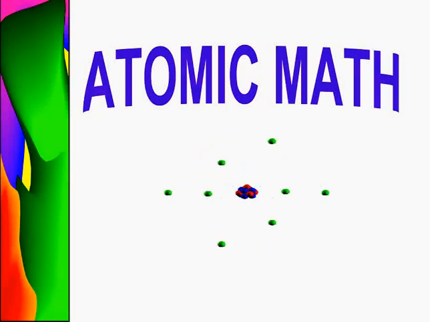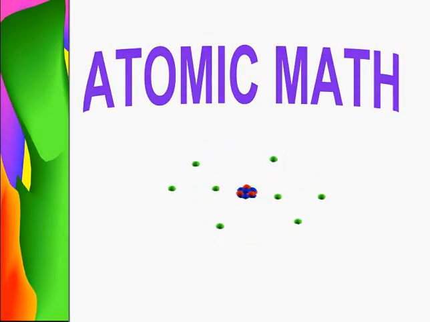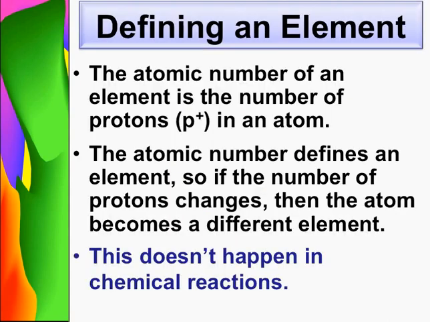Okay, today we're going to talk about atomic math, or the math we do when we're talking about atoms. Now, first off, we want to remind ourselves that the number of protons is the atomic number of an element, and the number of protons identifies the element. So if you change the number of protons, you're now talking about a whole different element.